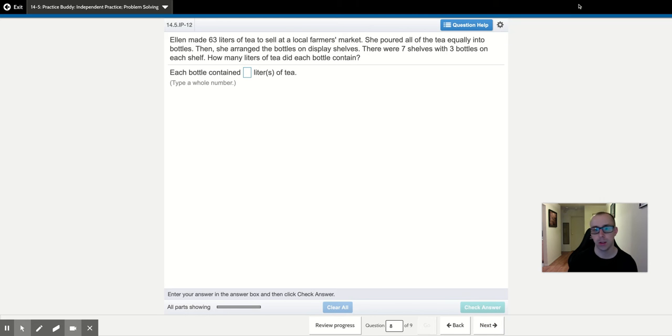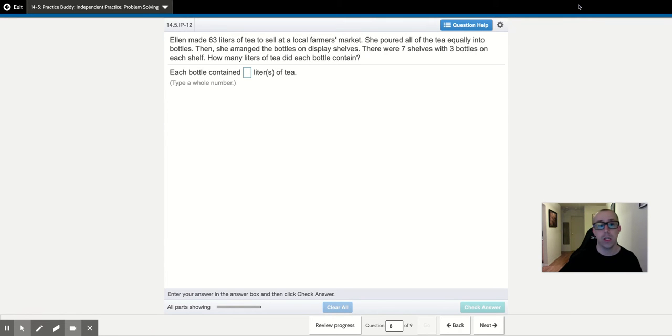Oh, I see the number 63. Right away, I'm thinking of a fact family. This is why you need to know your facts so well. Ellen made 63 liters of tea to sell at a local farmer's market. She poured all the tea equally into bottles. See, this is why I'm thinking division, 63, and it's being divided equally. Then she arranged the bottles on display shelves. There were 7 shelves with 3 bottles on each shelf. How many liters of tea did each bottle contain?